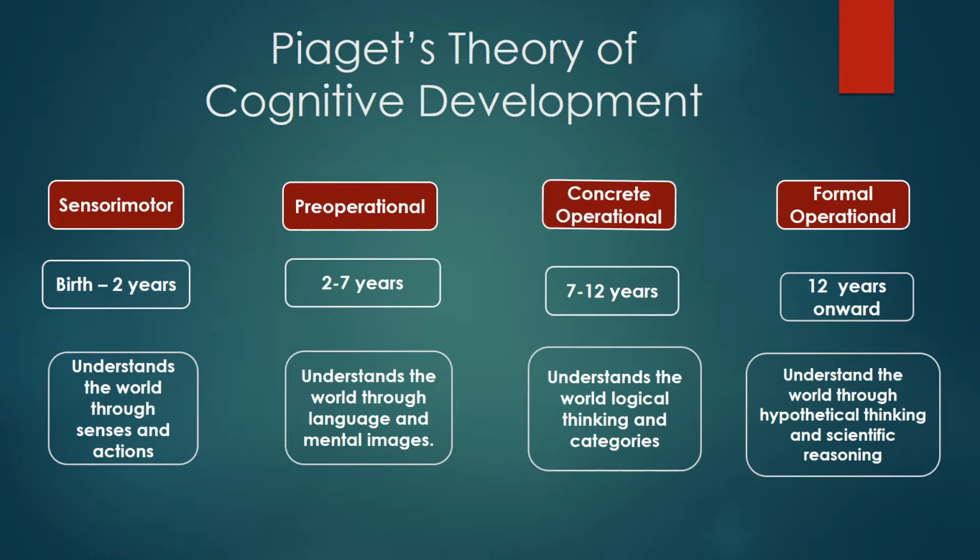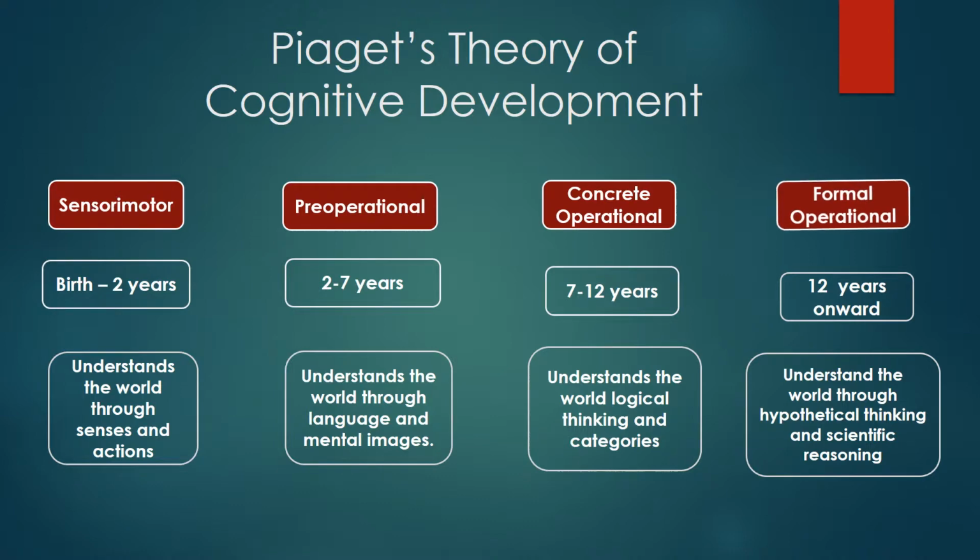The concrete operational stage occurs between the ages of 7 and 12, and this is when children begin to think logically about concrete events. Thinking becomes less intrinsic, and there's a heightened awareness of external events. Although the child can solve problems in this stage, they are more concerned with factual evidence rather than the abstract.